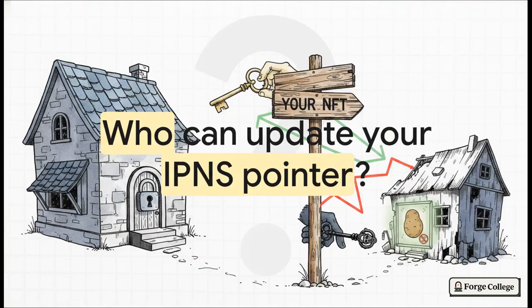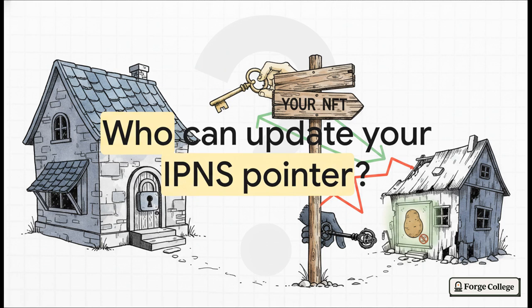Which brings us to a massively important question. Who can actually update your IPNS pointer? If you're using IPNS, ENS, or on-chain pointers, you have a completely independent attack surface. Think of it this way. Your NFT metadata might be safely locked in an unchangeable house on IPFS. But an IPNS pointer, that's the street sign pointing to the house. If an unauthorized key can update that pointer, they can maliciously rotate the street sign to point to a different house entirely. Maybe a house containing a picture of a pixelated potato instead of your $1 million NFT.